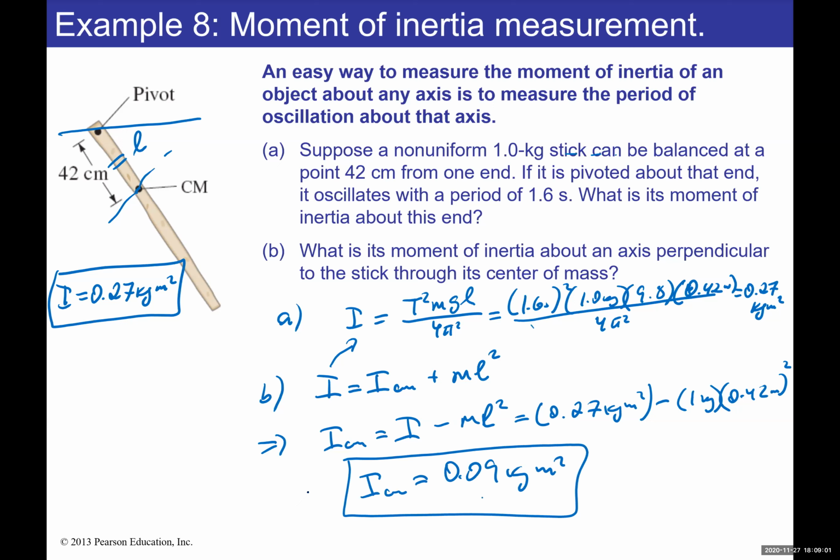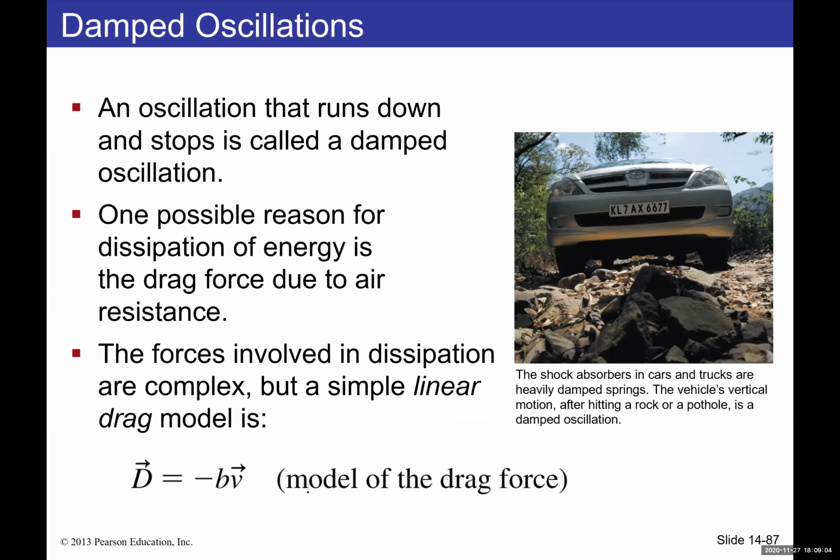All right, so this was for the physical pendulum example. The last thing we're going to talk about in this chapter is what we call damped oscillations, which means going back to, for example, the spring system. Now there's a friction. If there's a friction, then there's another force acting on the system that dissipates energy. It's acting as a drag force. An oscillation that runs down and stops is called a damped oscillation. Obviously, with friction, the spring is going to start going back and forth, but each time reaching less distance than before until it eventually stops.